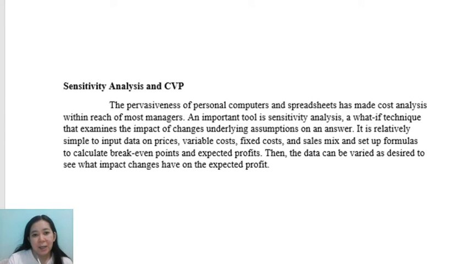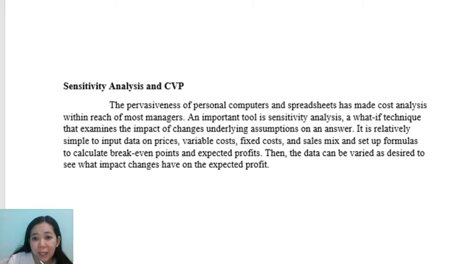So next is sensitivity analysis and CVP. When we say sensitivity analysis, this takes into consideration the changes in the variables. Actually, this is the same as the changes brought about by risk and uncertainty. The pervasiveness of personal computers and spreadsheets has made cost analysis within reach, so you can use spreadsheets to solve for sensitivity analysis and not compute it manually.